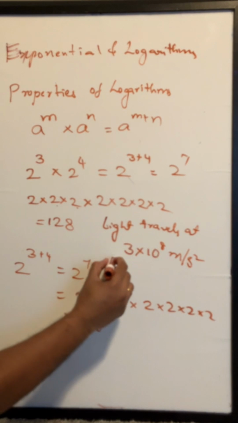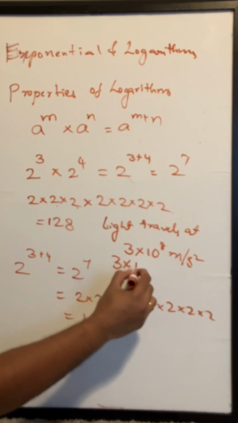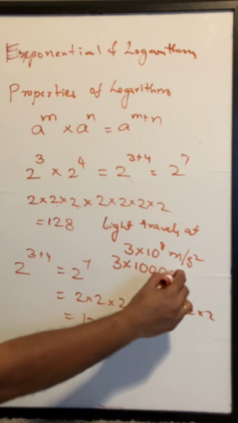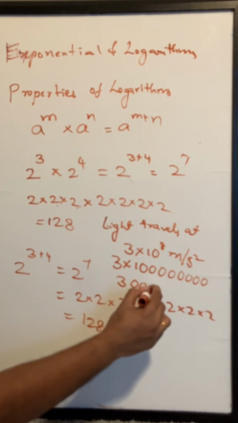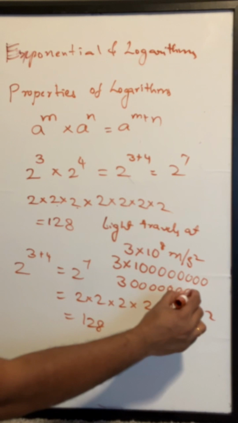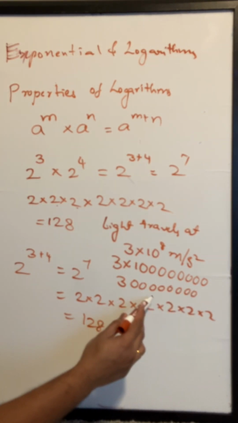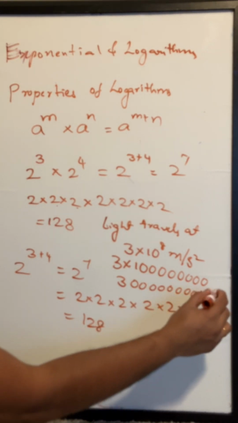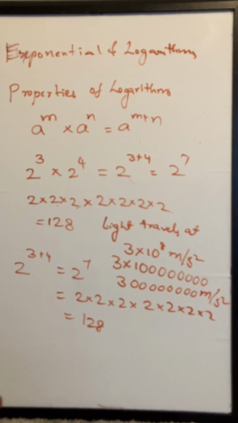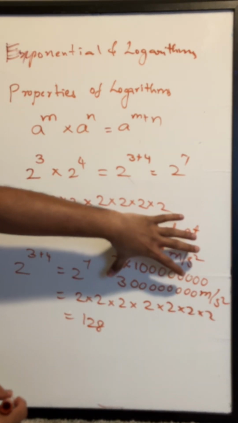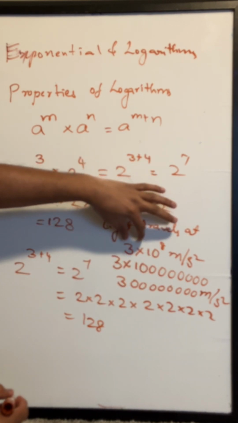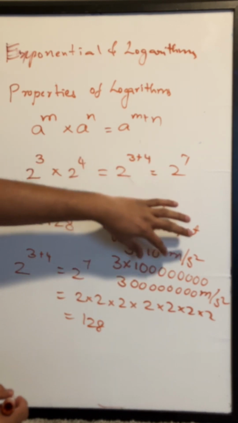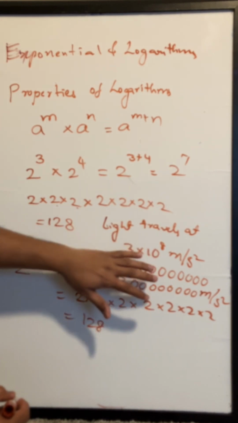Why can't we write 10 to the power of 8 as 1 followed by 8 zeros? Did I write it correctly? Hope so. Why can't we write like this? How much space it is taking. Rather, it is very simple to write 3 into 10 to the power of 8 meters per second. That is the convention we are using.